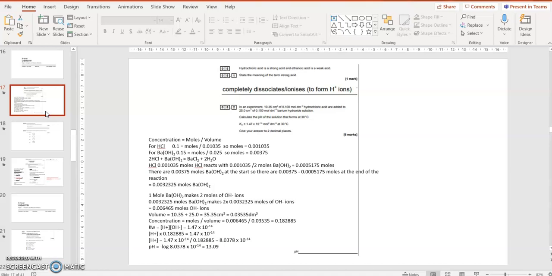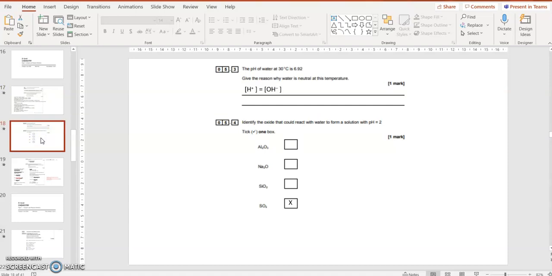Great. I've got Kw, I've got OH minus concentration. I can work out the H plus concentration, I can work out pH. 13.09 seems reasonable, a high pH for barium hydroxide. Hydroxide is a base after all. If that's in excess, then it's going to have a high pH.